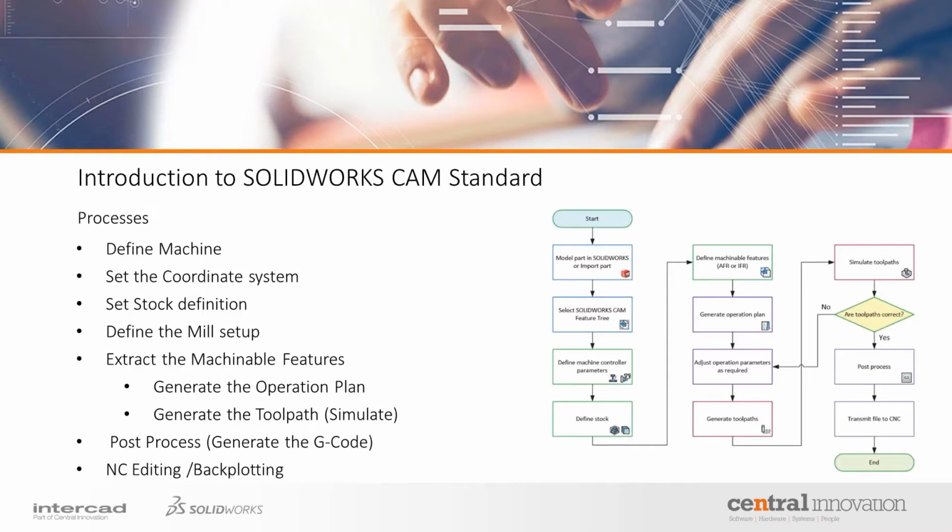And you can see on the right hand side there a flow chart of the usual processes that you'll go through. You will notice where we've got definable machinable features that we've got automatic feature recognition or interactive feature recognition listed in that one, because we can do both at that stage. And I think what we'll do now is switch over to SOLIDWORKS.